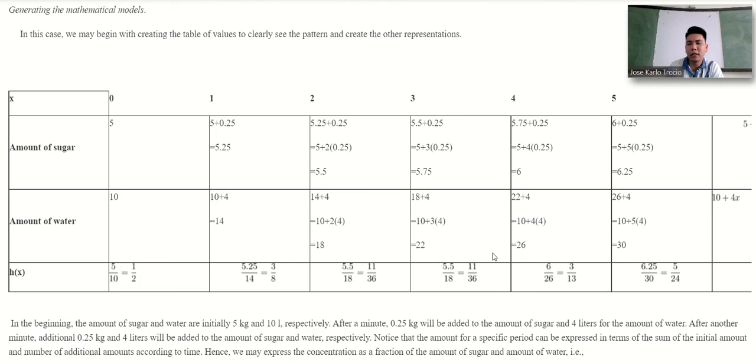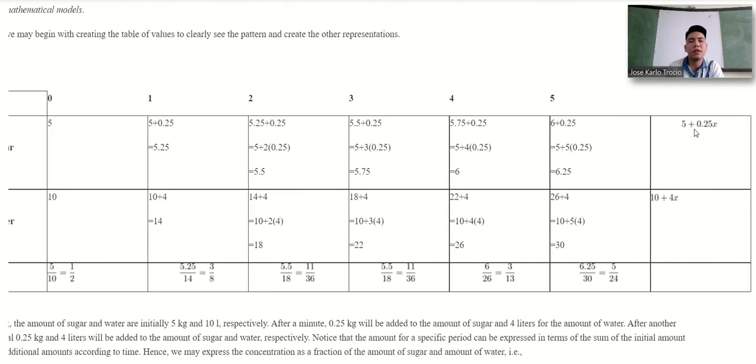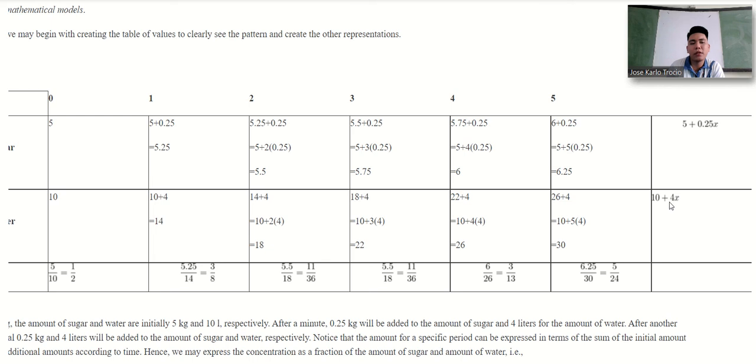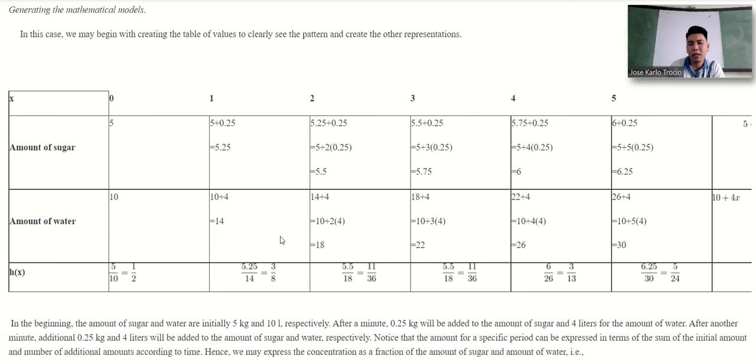And let us know the function. This is the function. We already have 5 sugar, added with 0.25 per minute. So x will be the minute. If you add 2 minutes, you multiply by 2. 0.25 times 2 is 0.50, or 0.5. Those are just the same. And also with the water, we already have 10 liters plus 4 liters per minute. Very simple. Substitute just like what we did in the earlier example.